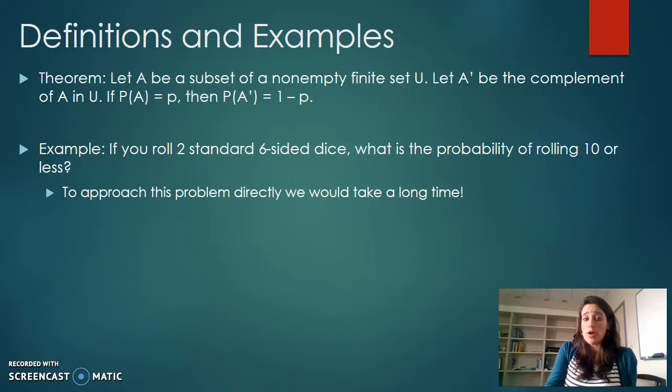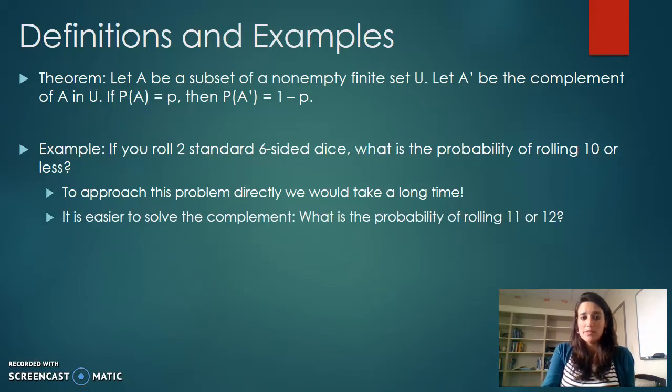So to approach this problem directly would take a long time. We would have to find the probability, well, we can't roll a 1, so the smallest we could roll is 2. So we could roll a 2 or a 3 or 4 or 5 or 6, all the way up to 10. We'd have to get all of those different cases and add up those probabilities. So it's easier to think about the complement. Instead of thinking about what's the probability of rolling 10 or less, think about the probability of rolling 11 or 12.